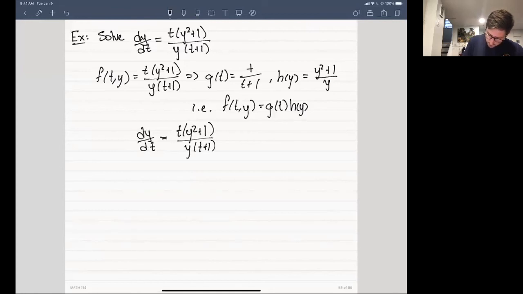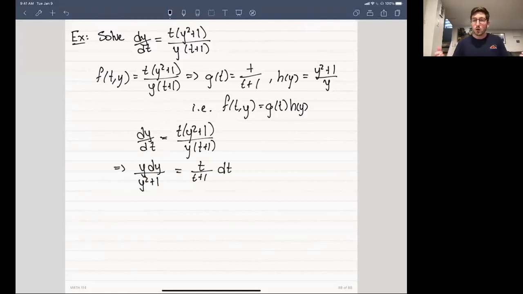Then we divide by h, and we multiply by dt on both sides. This gives me y dy over y squared plus 1, and this is equal to t over t plus 1 dt. And we're going to do the same thing that we've been doing over and over. Let's slap an integral on that thing right off the bat.